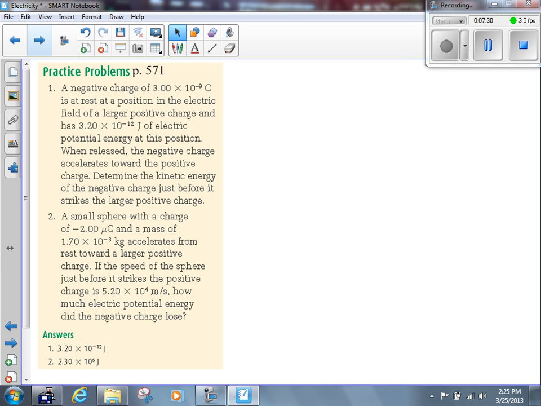Number 1 says a negative charge of 3 times 10 to the negative 9 coulombs is at rest at a position in the electric field of a larger positive charge and has this much potential energy. When it's released, the negative charge accelerates toward the positive charge. What's the kinetic energy of the negative charge just before it strikes the larger positive charge? Lots of words in here and lots of things that can seemingly make this difficult, but don't let it. Don't let those words win. Beat those words. In the end here, we have a charged particle that is speeding up.